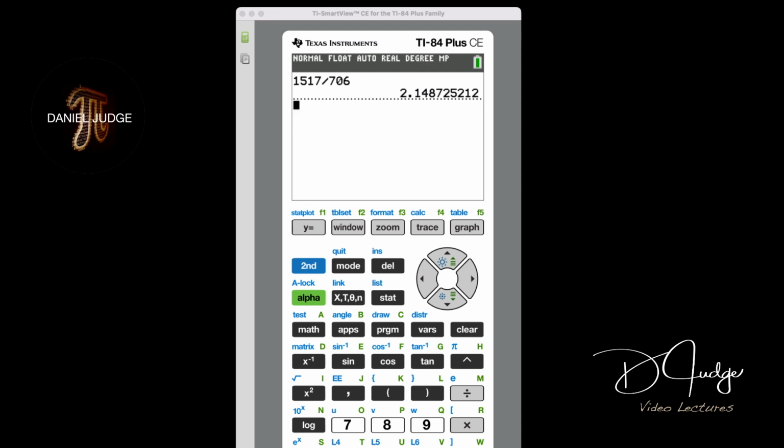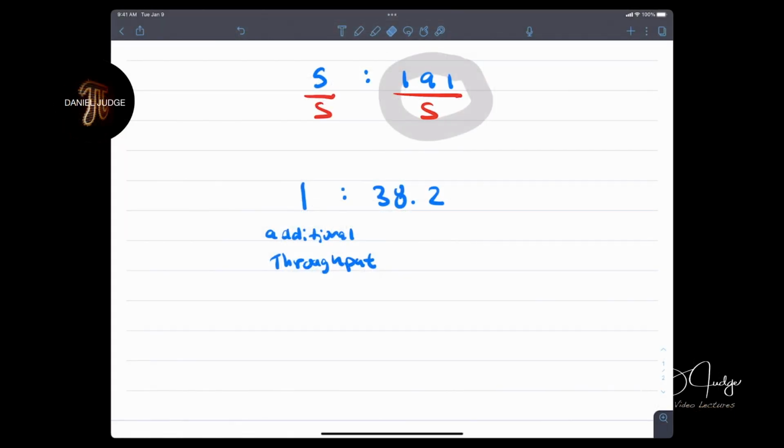So in the TI, we're going to now say, okay, 191 divided by 5. This is the additional students that did not get through. And as you guys see, you get 38.2. Okay? 38.2. Let me go to the iPad. This is what I want you to pay attention to as a number. This is the complement of throughput. This did not get through.